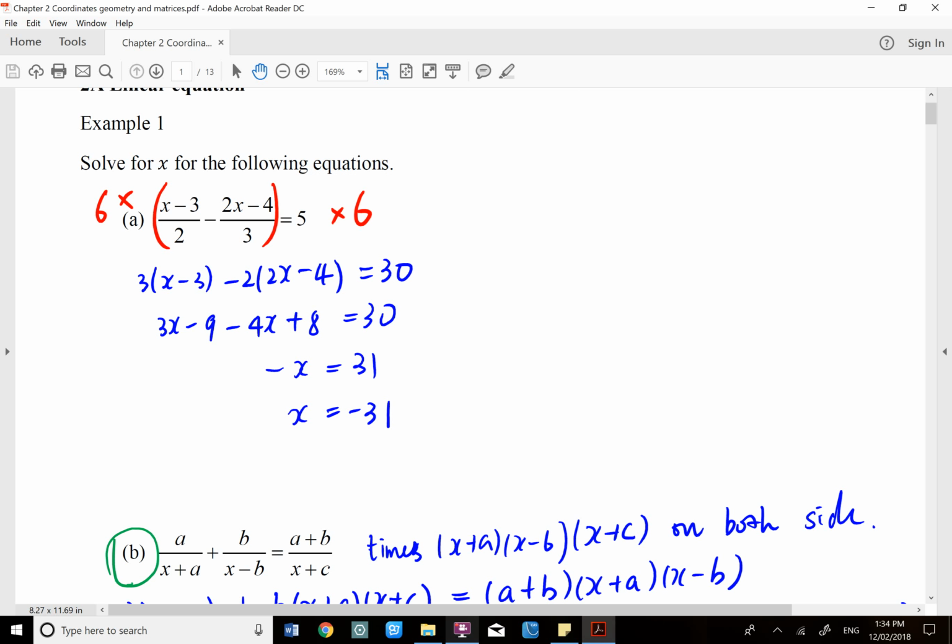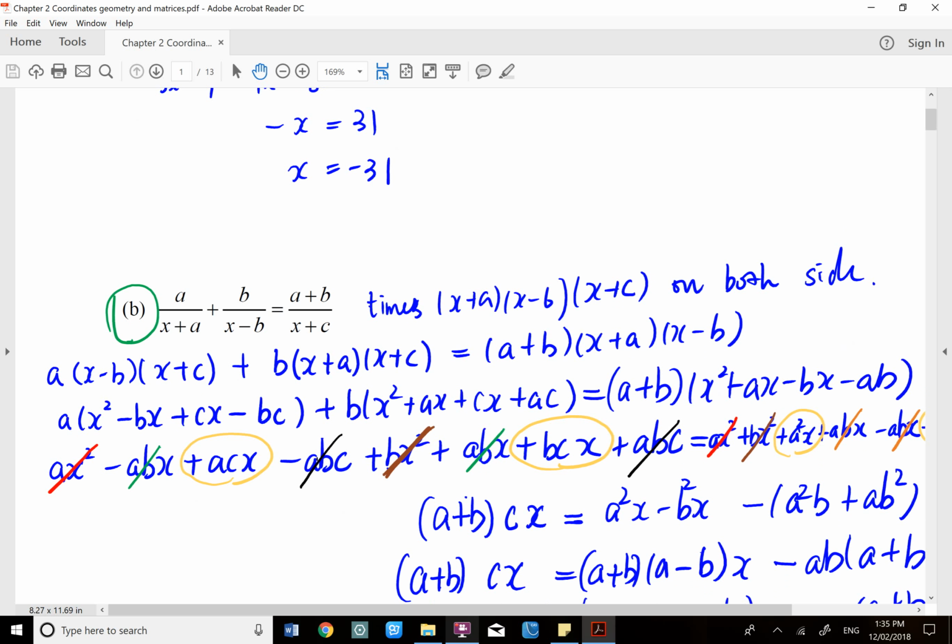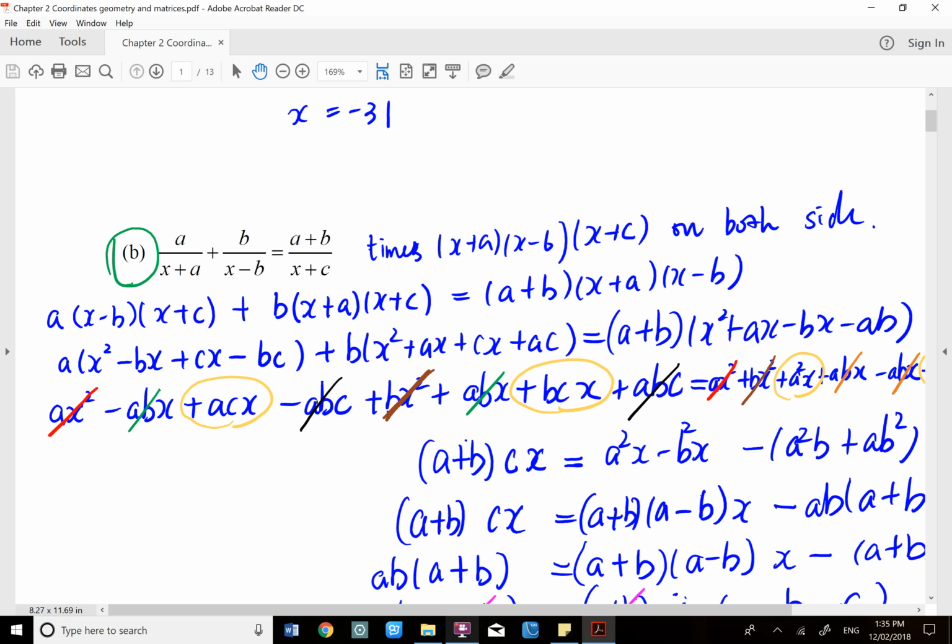Okay, for the first one, we times both sides by 6, and we got x equals to negative 31. I think everyone gets that right. I'll go around and check for that. And for the next one, I'll say, if you don't have time, just don't do this. It's a very tedious question, but the idea is not hard at all.